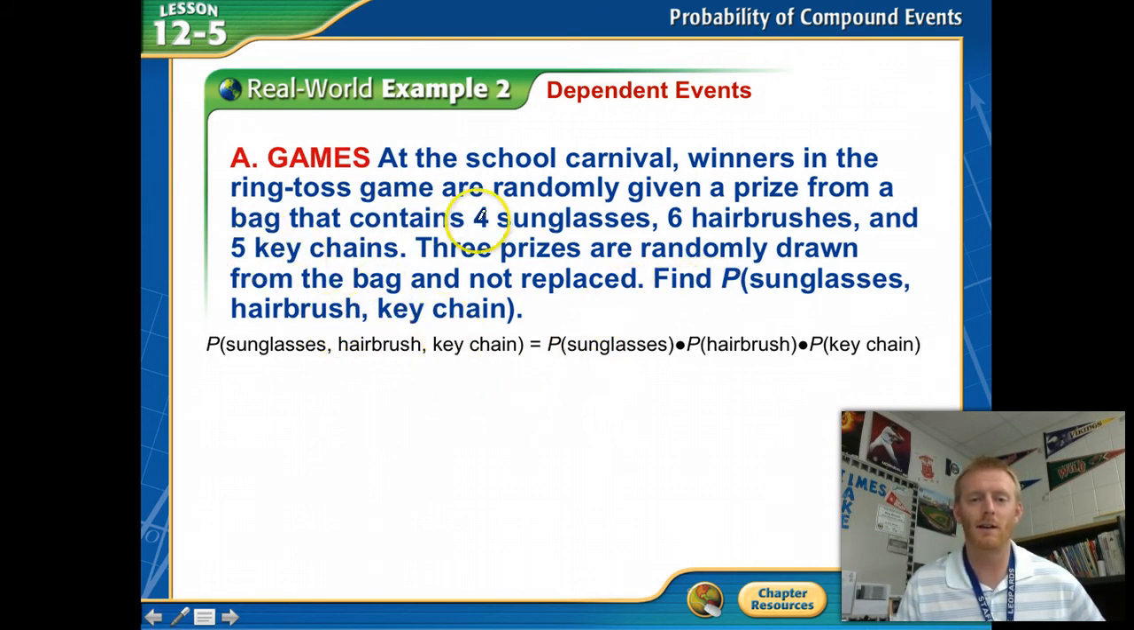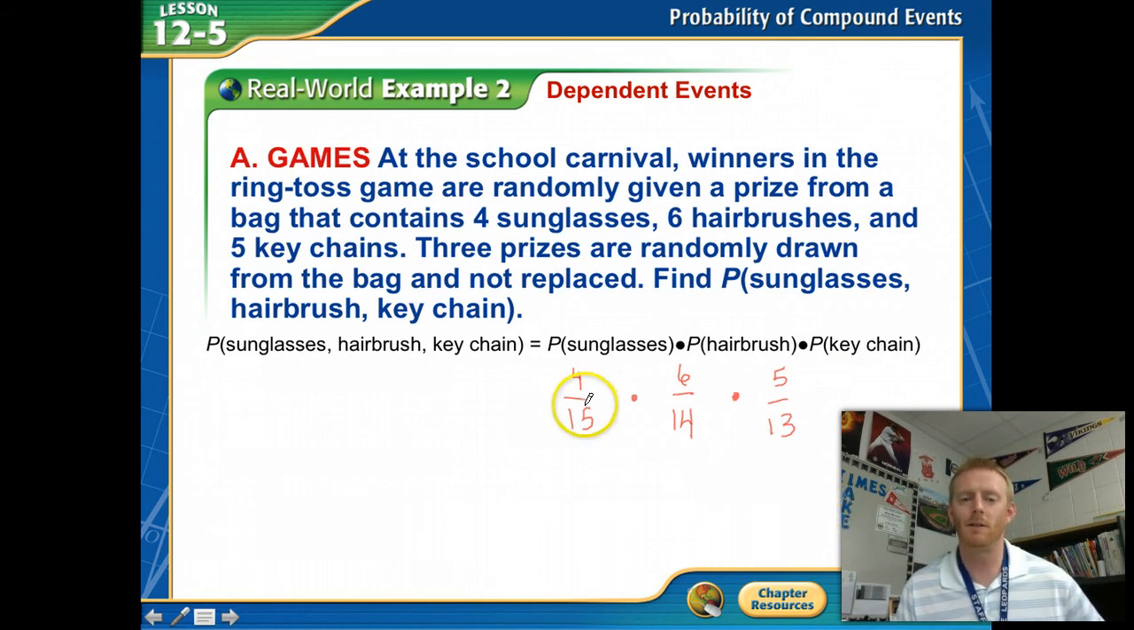So there's 5 plus these 2 things make a 10, so there's 15 things. So the probability of us getting sunglasses will be 4 out of 15. Now, because one of those things is removed, we're now going to be out of 14 for our next event. So a hairbrush has 6 out of 14, and then a keychain, there are going to be 5 out of 13. So all I have to do now is the simple math.